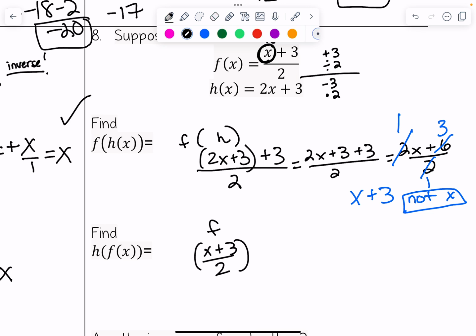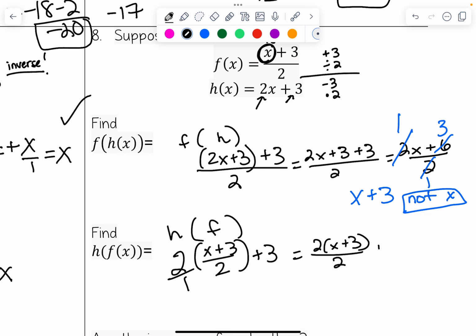Okay. And then I have h of x around it. Well, the h says that there's a 2 out front and a plus 3 in the back. So 2 out front and plus 3 in the back. So let's distribute. This becomes 2 times x plus 3 all over 2 plus 3. Well, these are going to eliminate. And now I have x plus 3, which is x plus 6.